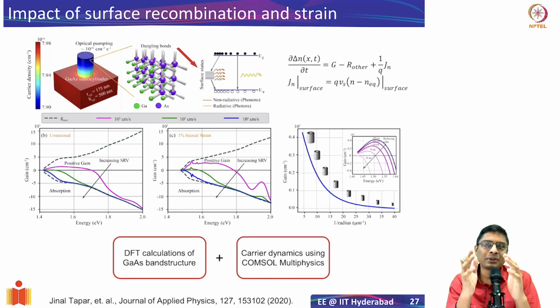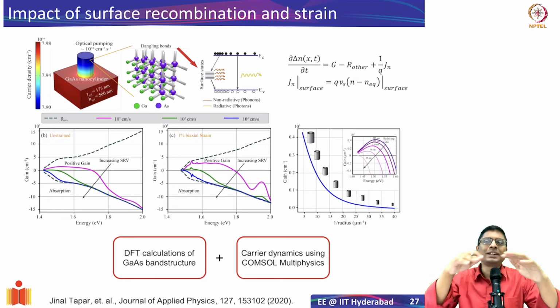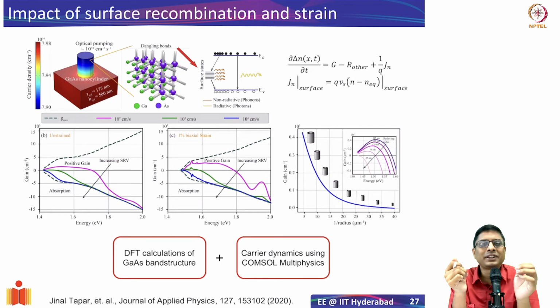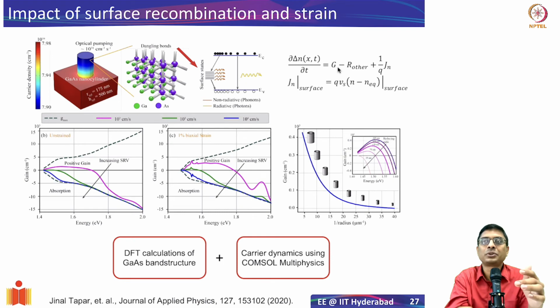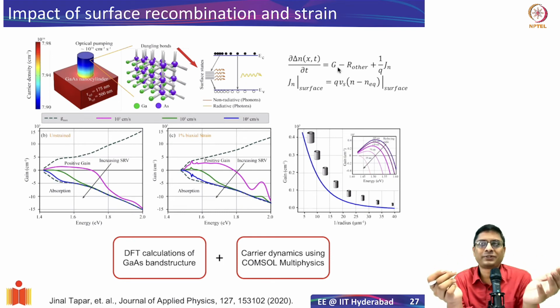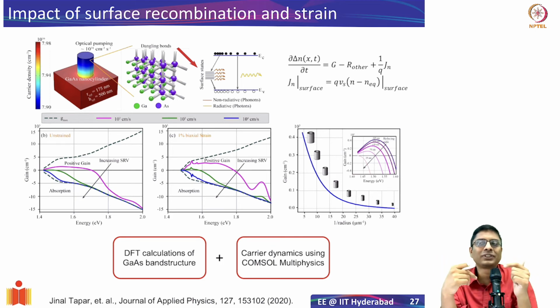But the moment you come down to nanoscale, take a sphere for example. The surface area is 4 pi r squared. The volume is 4 by 3 pi r cubed. If you take the surface to volume ratio, you will see that as you go to smaller dimensions, the surface to volume ratio increases. That means you have more surface effects. On the surface, we have these states which are available, and they're going to cause recombination.